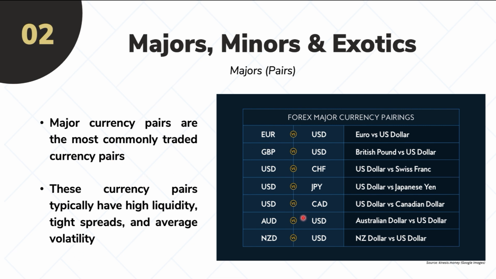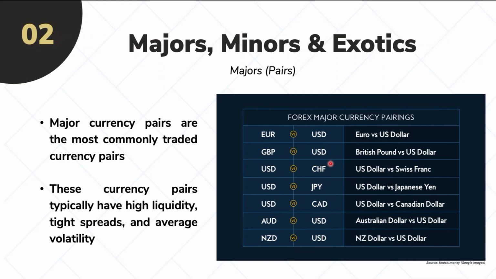So here on the right side, you see the different major pairs: Euro US dollar, Pound dollar, USD CHF, USD JPY, Japanese yen, USD CAD, AUD USD, and NZD USD. And this is how they are traded. So for example, maybe you noticed already, in most of the major pairs, the US dollar is the quote currency: Euro US dollar, GBP US dollar, AUD US dollar, NZD US dollar.